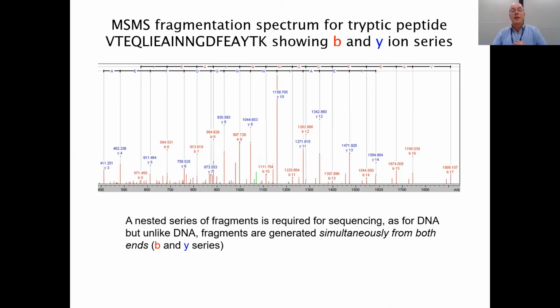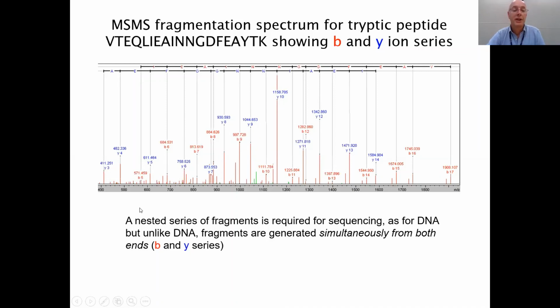And this is what a fragmentation spectrum looks like. So this is a triplet peptide. This is the sequence of the peptide. This is the fragment spectrum. The B ions are labeled in red and the Y ions are labeled in blue. And we can derive the sequence from the separation of these ions.